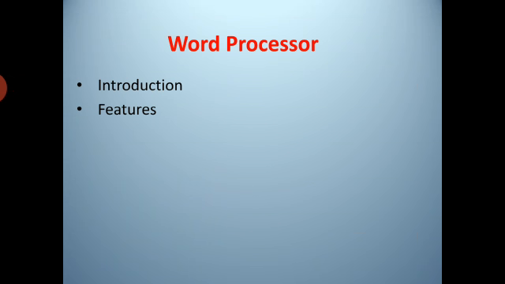Now students, there are some features of word processor. Let me explain all these features one by one. Create, edit, save, retrieve and print the document. Select and move the text from one place to another in the document. Copy the text to other places within the document. Move or copy a selected text from one document to any other document.